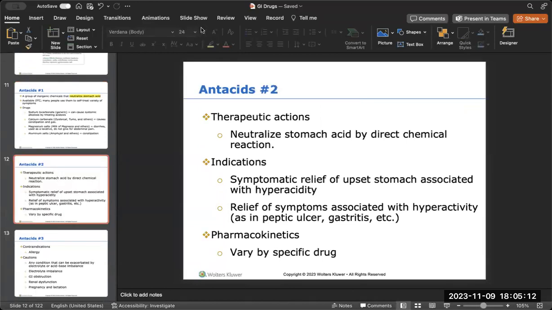As I said, they neutralize stomach acid. So they're very good for people who have upset stomachs due to an acidic environment, right? Like a GI upset, okay? It could also help relieve symptoms in peptic ulcer and gastritis. So the main point of this is to help relieve sort of symptoms of an upset stomach.